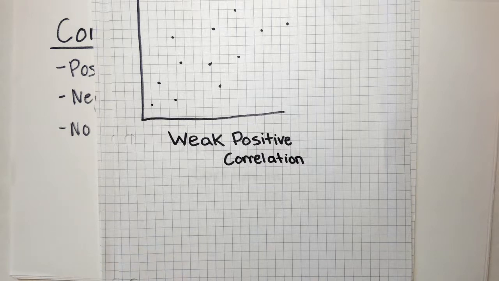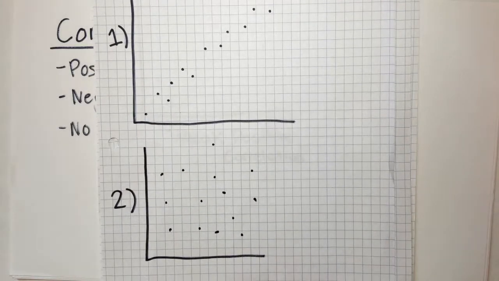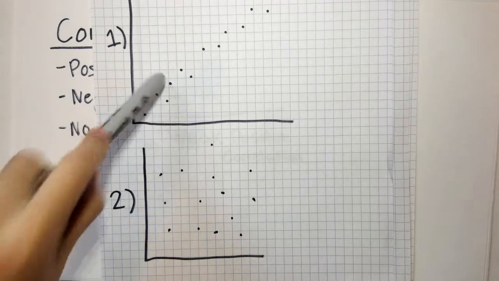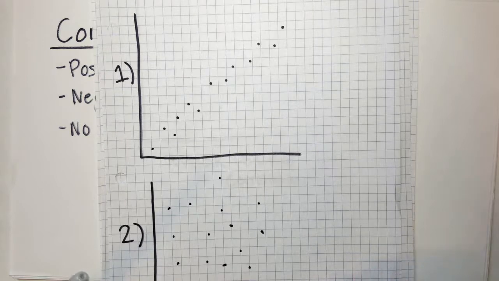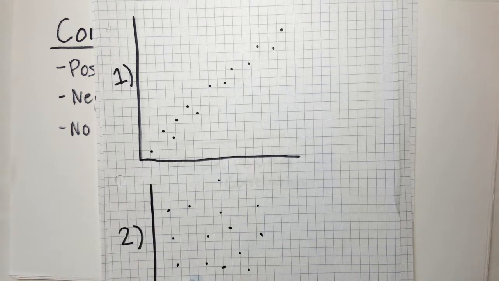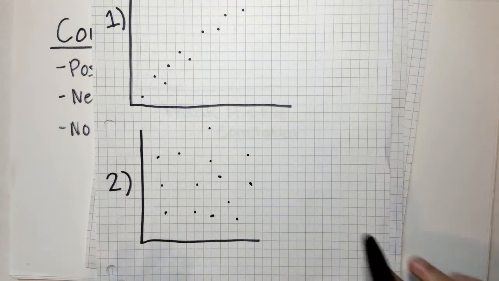Now let's do some examples. But one thing to remember, if a scatter plot has no correlation, then it won't be weak or strong correlation because there isn't a correlation at all. What correlation would this be? This would be a strong positive correlation. This one would have no correlation because the points are scattered.